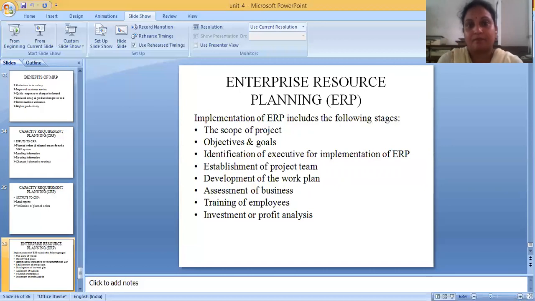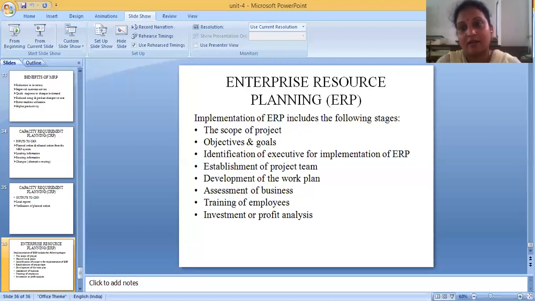So you see, ERP includes the scope of the project. What is the project scope? What is it that we are going to do? Next, the objectives and goals. What number of components do you have to produce in what time? So you have some objectives, some goals. Next one is identification of an executive for implementation of ERP. It means who is the person who is going to take the responsibility for getting productive output. Next one is the establishment of the project team. Who are the persons who are going to work in this team? Next is the work plan, in the sense of in what way we are going to deal with this project.